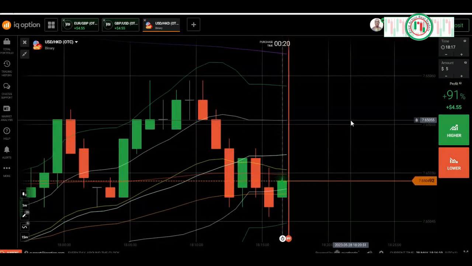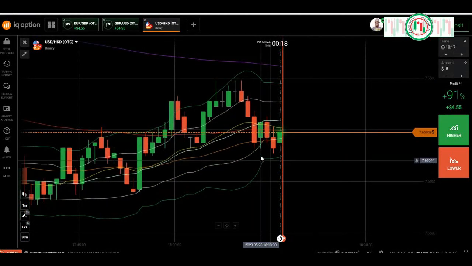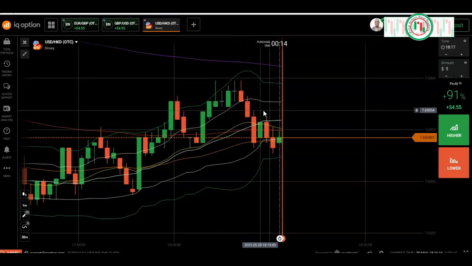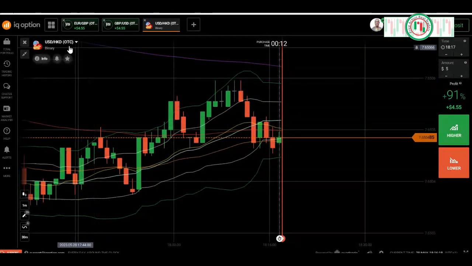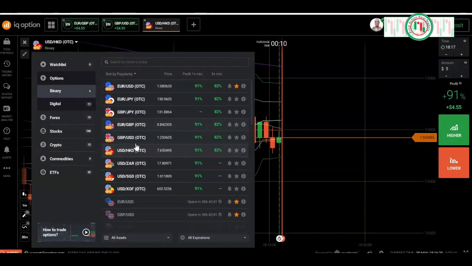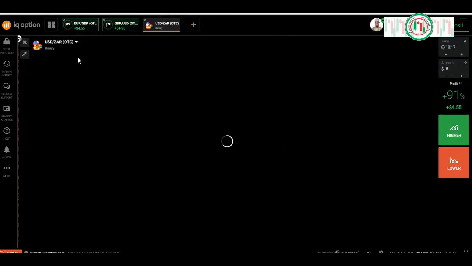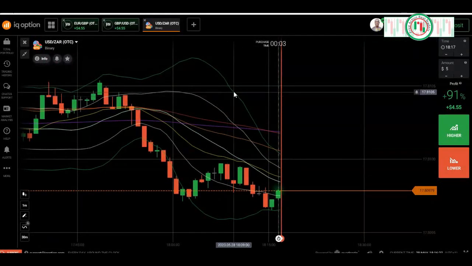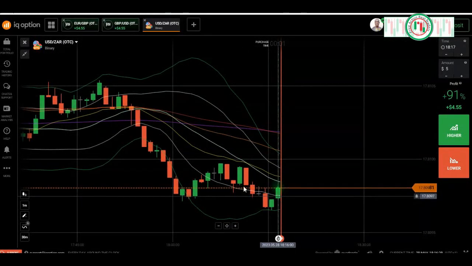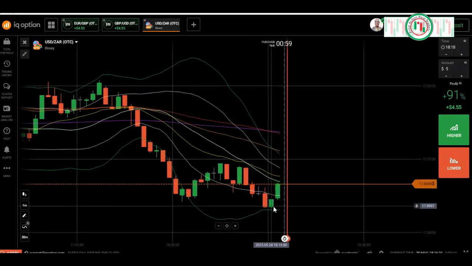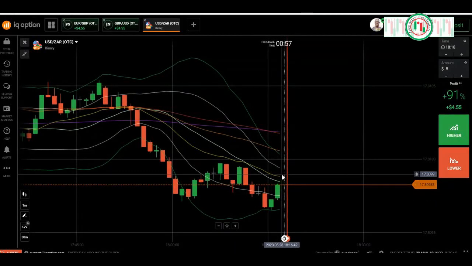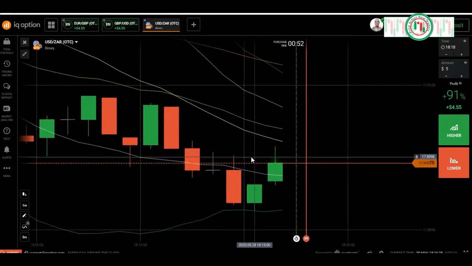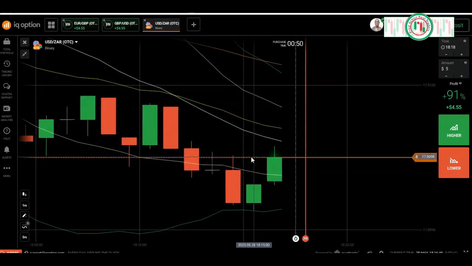Here is ranging, market is in ranging mode, but the trend is up down. Let me change. So here this is downtrend. Market comes, touches Bollinger, market is going up. So this is zone. Here is zone.